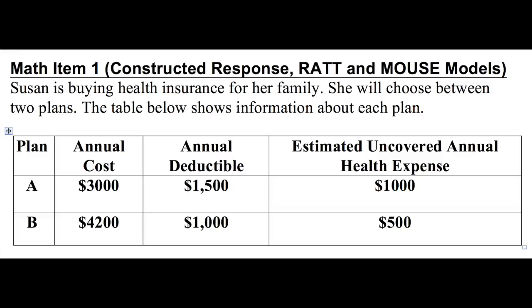Susan is buying health insurance for her family. She will choose between two plans. The table below shows information about each plan. Plan A has a $3,000 annual cost, a $1,500 annual deductible, a $1,000 estimated uncovered annual health expense, where Plan B has a $4,200 annual cost, $1,000 annual deductible, and an estimated uncovered annual health expense of $500.